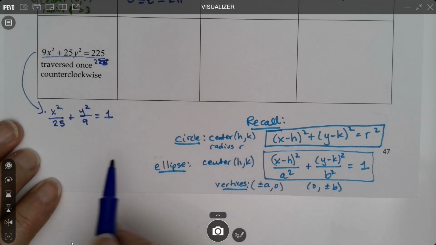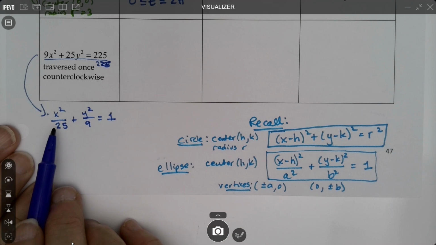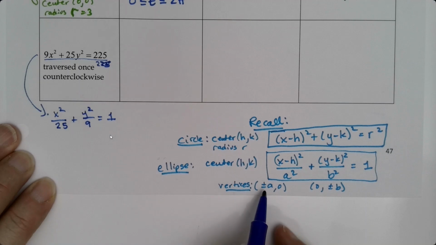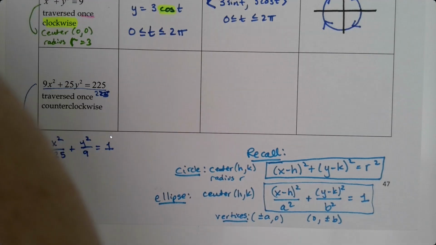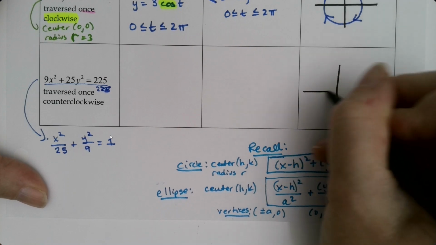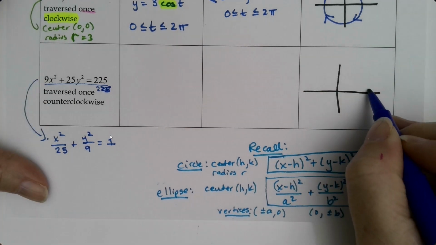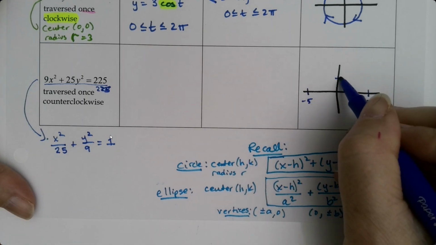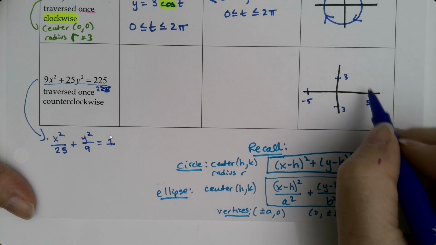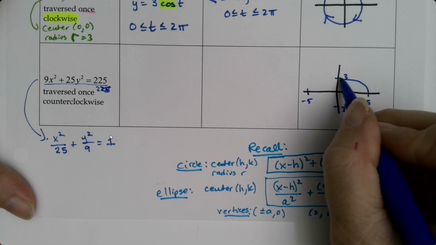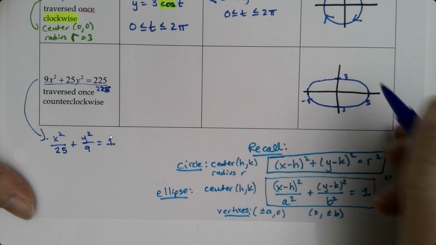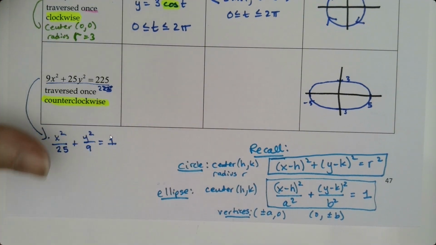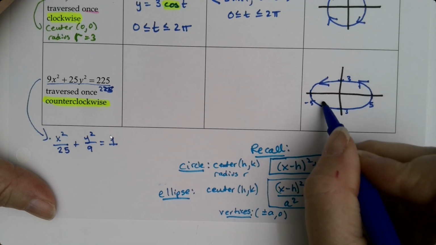Right, so I can tell that it has vertices of plus and minus 5. So if you think about this, I can draw the picture first. Do it a little out of order on this one. All right, so I know that it's going through 5 and -5 for the x direction. And I know it's going through 3 and -3 for the y direction. So it's going like this. It's an oval shape. And this time we're going counterclockwise. Okay, so we're going this direction, which is the way I drew it.